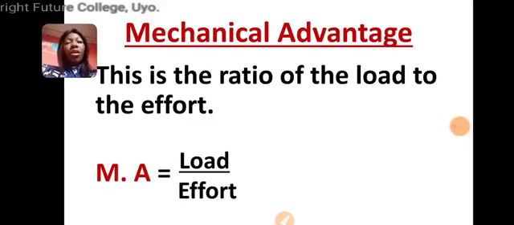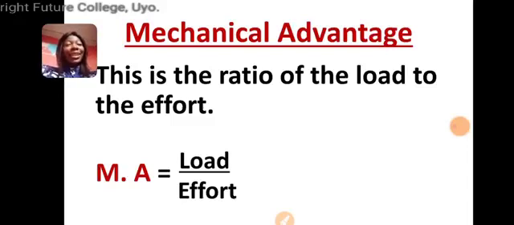Now listen, for your level, we are not going to solve any problem involving mechanical advantage. In your higher class, in your physics class, you are still going to be taught simple machine. Then you will solve numerous calculations involving mechanical advantage. Just know that the formula for finding mechanical advantage is load over effort, while the definition is the ratio of the load to the effort. Do you get it? Okay.